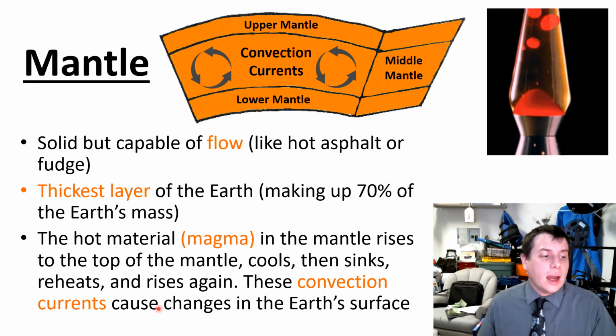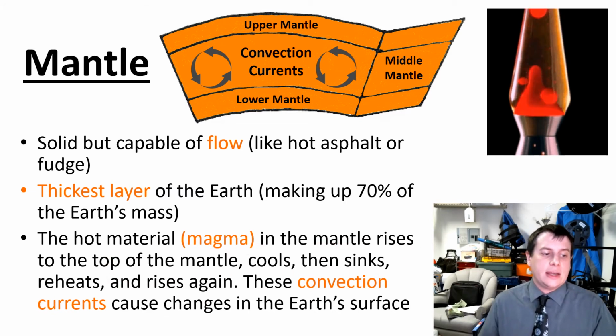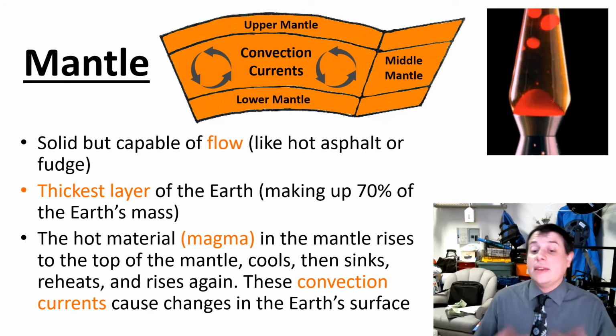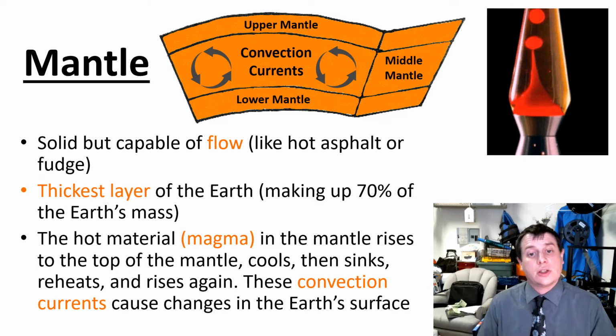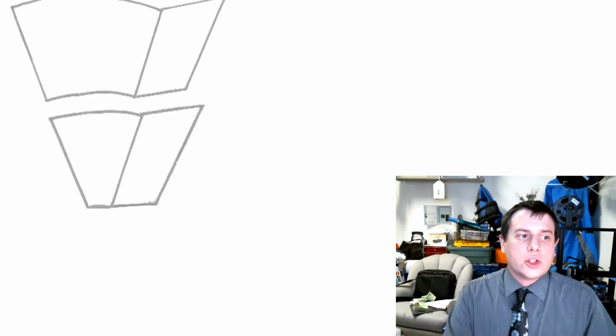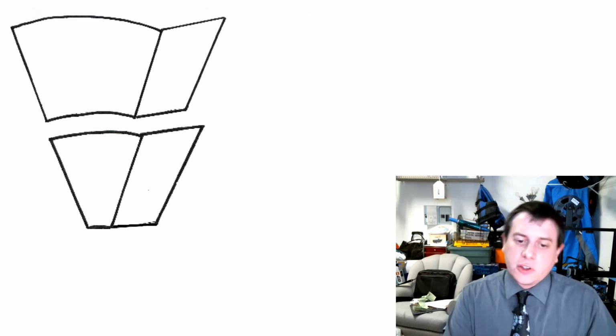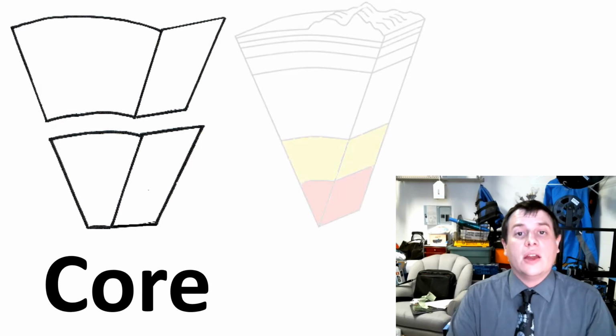All right. In the mantle, the magma rises up to the top, cools, and then sinks, reheats, and rises again. And these convection currents are actually what help change the Earth's surface. So as they're moving up, they're going to push against the crust, and they're actually going to help move the crust around. So after the mantle, the next part you're going to have is going to be the core.